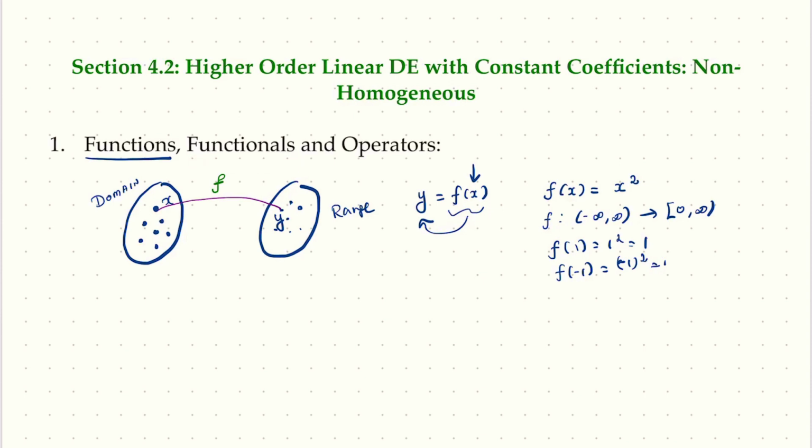Functionals are basically another type of map. It takes a set of functions as inputs and gives numbers as the output. I'm missing a lot of theory here, but simply speaking, functionals take functions as inputs and numbers as outputs.